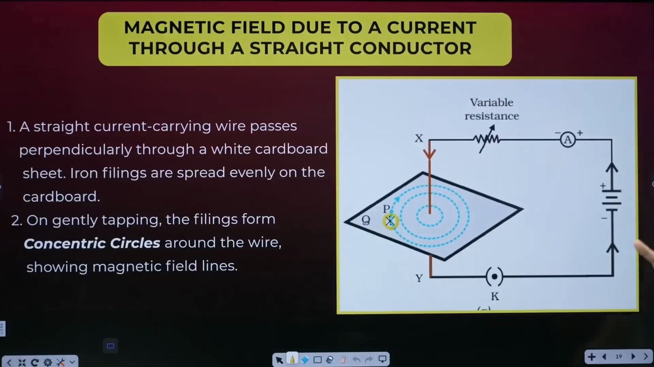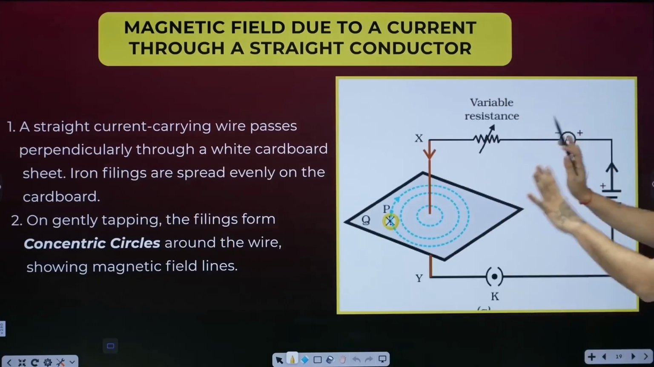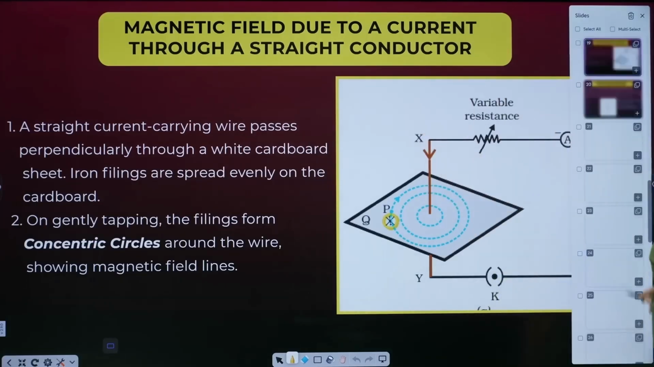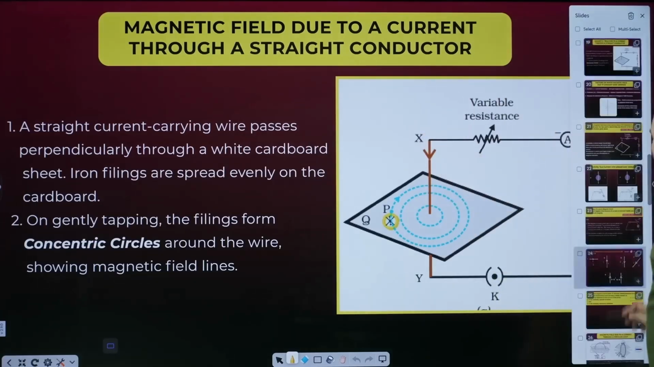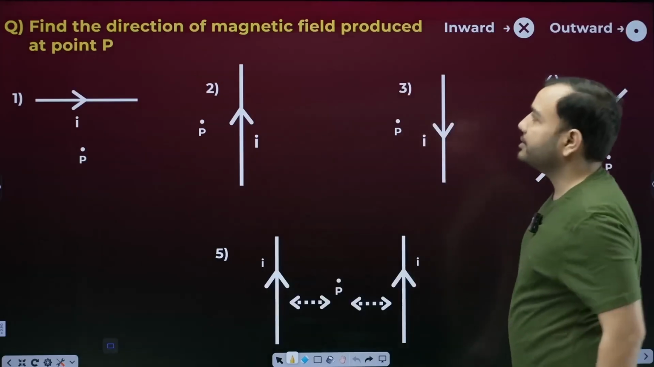We do a lot of practice too. Don't take tension. I'll make you practice quite a lot now. Let's read a little more. Magnetic field due to, come on, let's make you practice first. You will enjoy it. Come, let's practice. Now a question has come. Let's do this practice first.